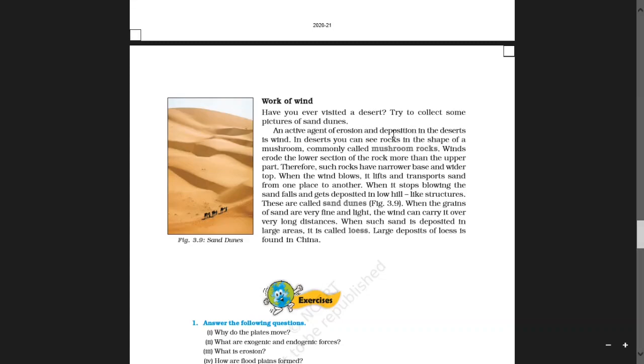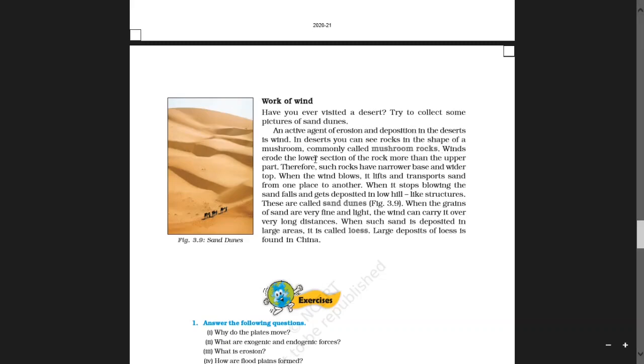An active agent of erosion and deposition in the deserts is wind. Erosion means breaking down, and deposition means piling up. In deserts, you will find rocks in the shape of a mushroom, commonly called mushroom rocks.